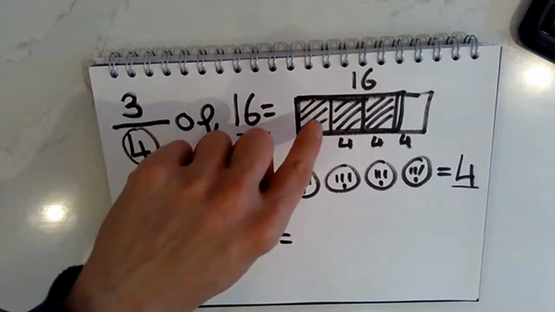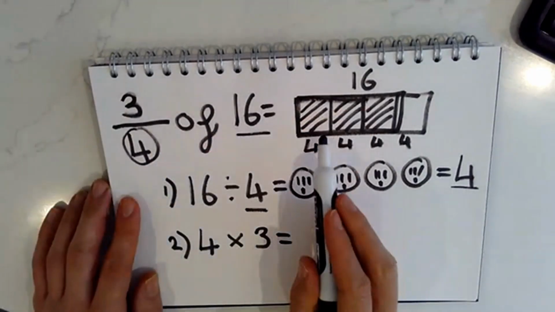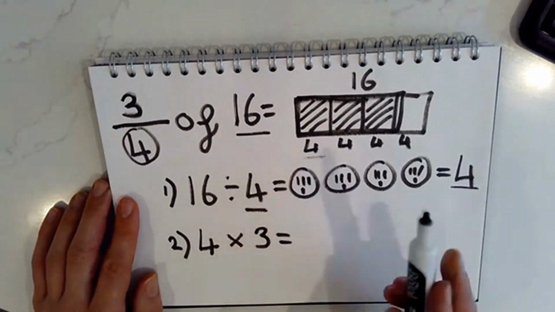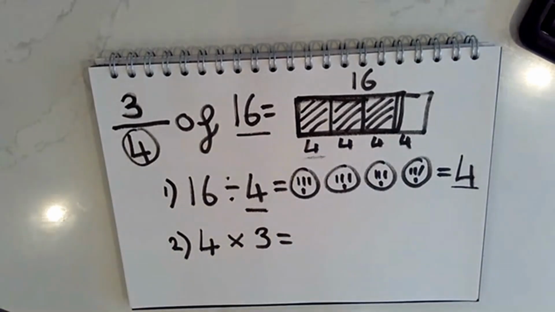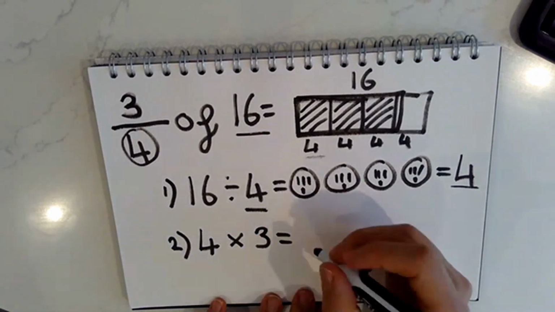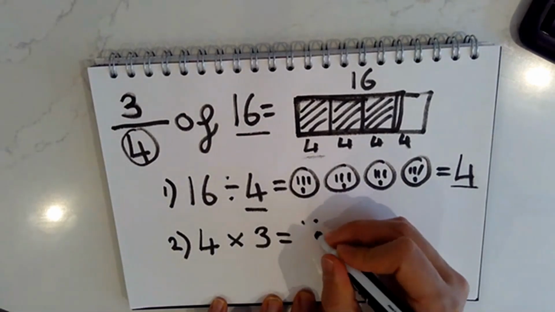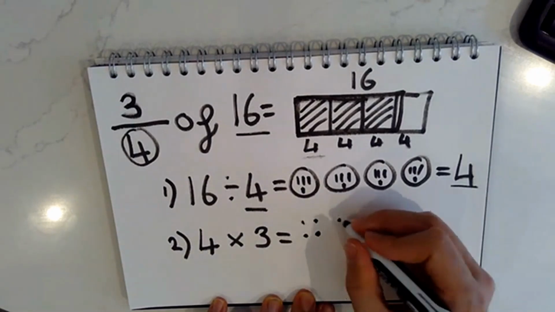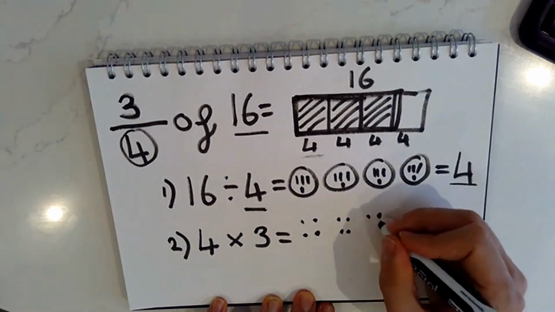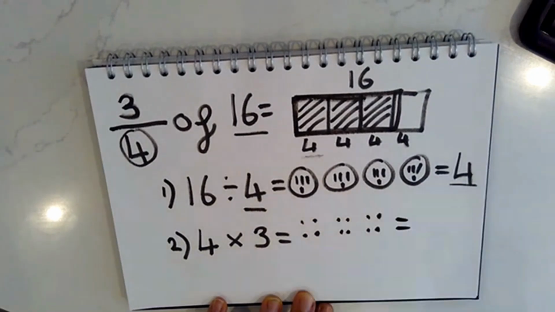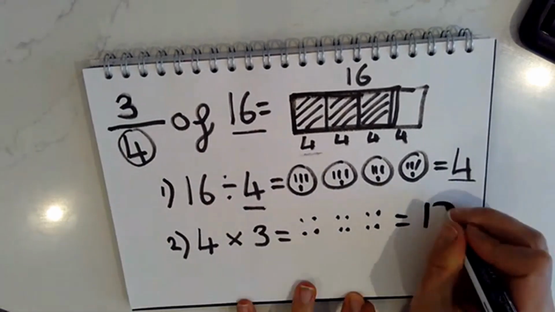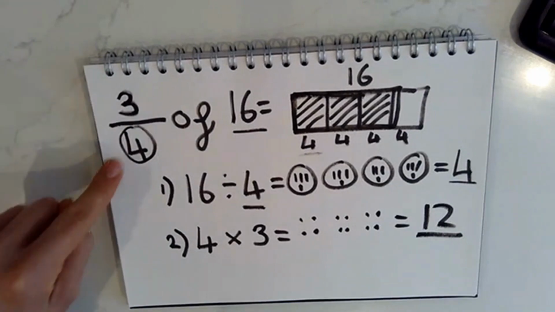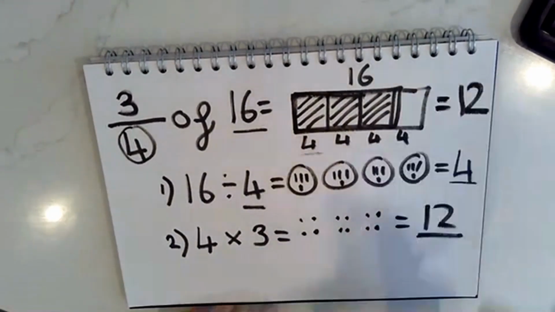4 times 3. Here's 1/4, 1/4, 1/4. I could do 4, which is the value of 1/4, multiplied by 1, 2, 3. I have 3 groups of 4. So what is 4 times 3? I'm unsure, I don't know this calculation, so I'm going to represent it as an array. 1, 2, 3, 4, 1 group of 4, 1, 2, 3, 4, 2 groups of 4, 1, 2, 3, 4. Now I've done my 3 groups of 4. 1, 2, 3, 4, 5, 6, 7, 8, 9, 10, 11, 12. I now know 3/4 of 4 is equal to 12.